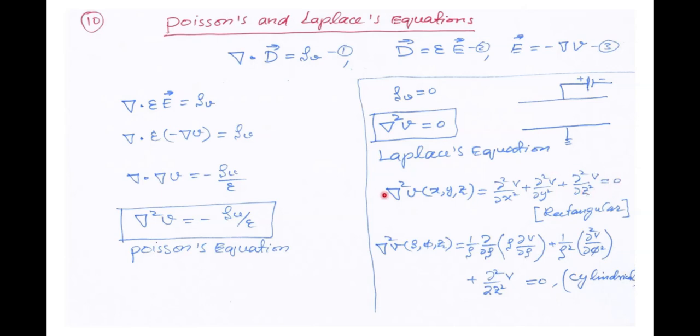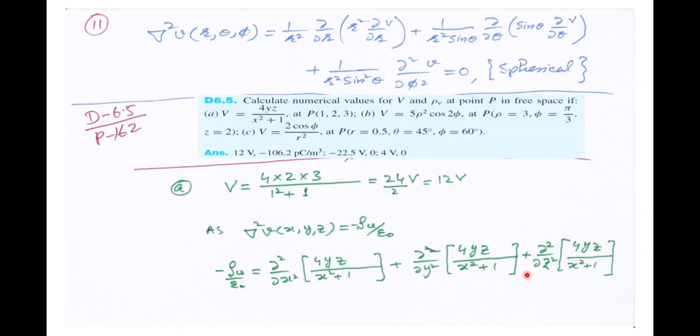This is the representation of del square v equal to 0 in the rectangular coordinate system. Similarly, you can expand del square v in the cylindrical coordinate system, which is equal to 1 upon rho partial by partial rho times rho partial v by partial rho, plus 1 upon rho square into partial square v by partial phi square, plus partial square v by partial z square. This is the representation of del square v in the cylindrical coordinate system.